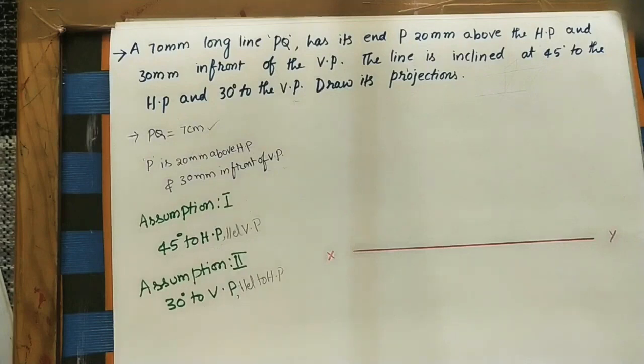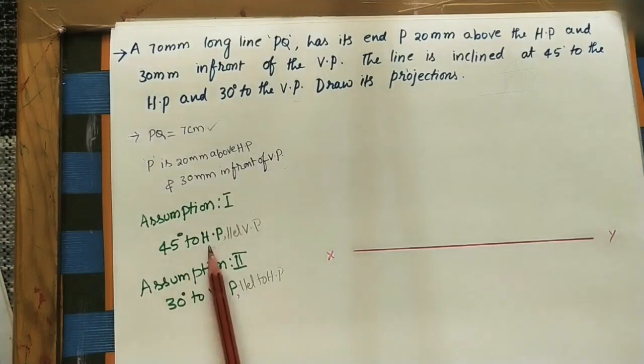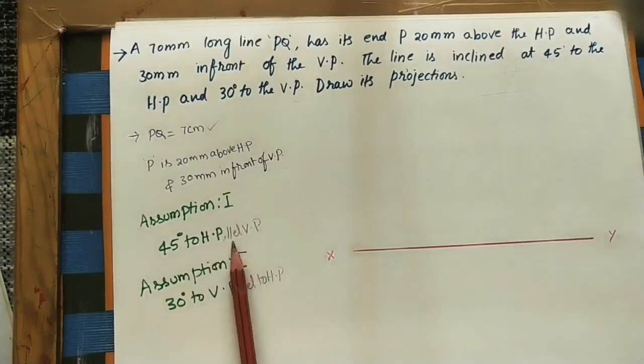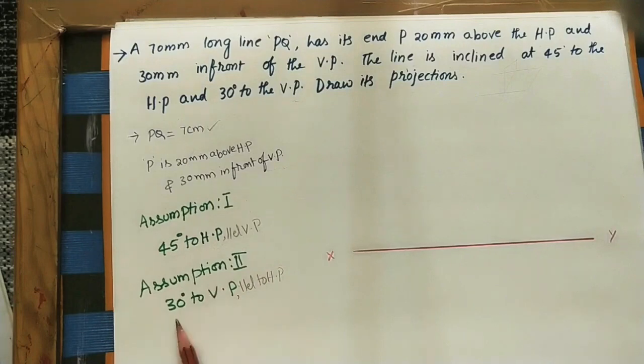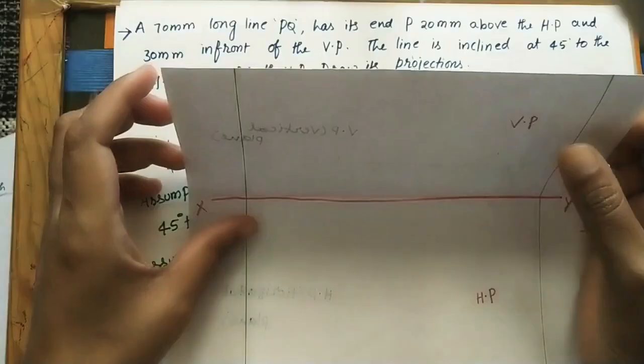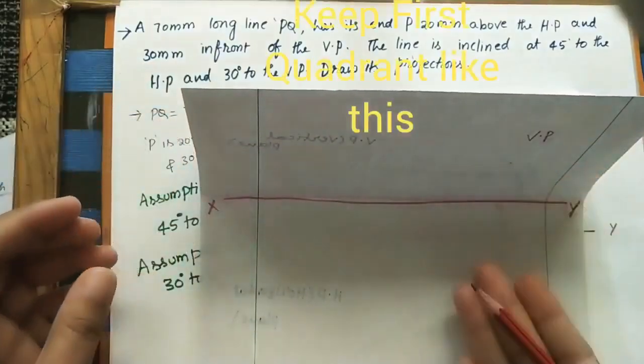parallel to HP. As we know, two planes are there, the horizontal plane and the vertical plane. One angle with HP is given, and we assume it is parallel to the other plane, the vertical plane. Here we are assuming 30 degrees to VP, which is the given value, and we are assuming it parallel to the HP. For our convenience the planes are like this, vertical plane, horizontal plane.